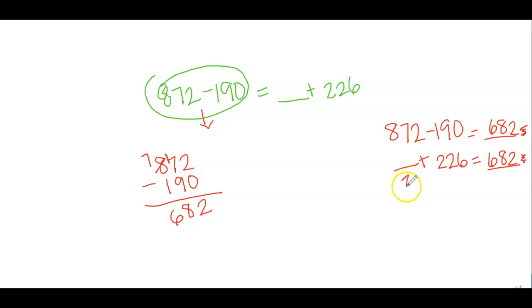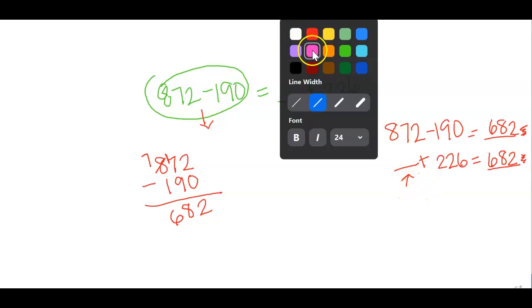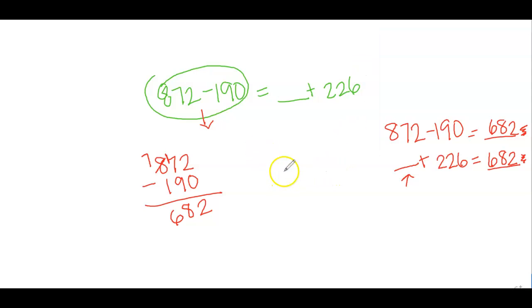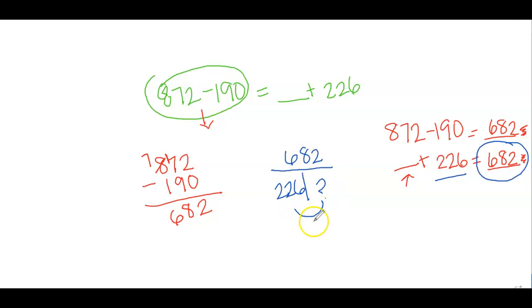Now over here, I need to get that same answer, 682. So that means I have to figure out what goes here. So I'm going to look at my part whole. Remember, in addition, our whole number is our answer. Okay, so 682, and then we have our part, which is 226, and we don't know what this part is. So remember, to get a whole number, we need to add these two together, but we don't have those. So if you don't have them, then you have to subtract. So we're going to take our whole number.